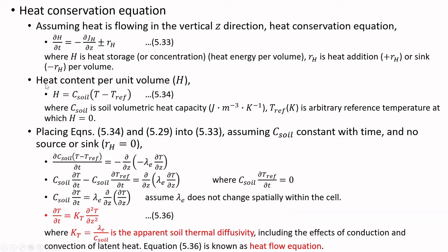All right. So heat content per volume H is equal to C-soil, where C-soil is the soil volumetric heat capacity. They multiply with the temperature minus the reference temperature. T reference is in Kelvin, an arbitrary reference temperature at which H equals zero.